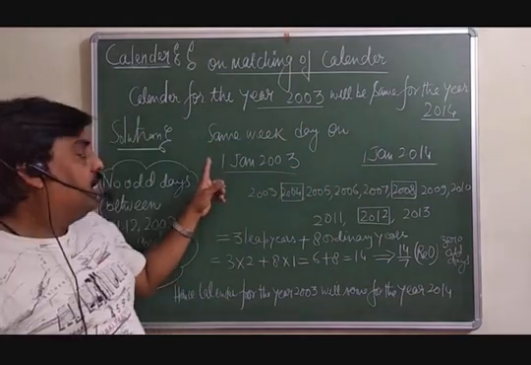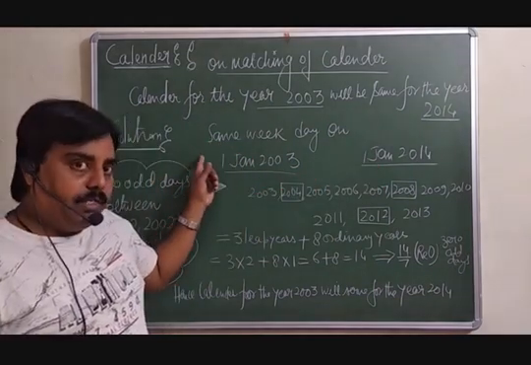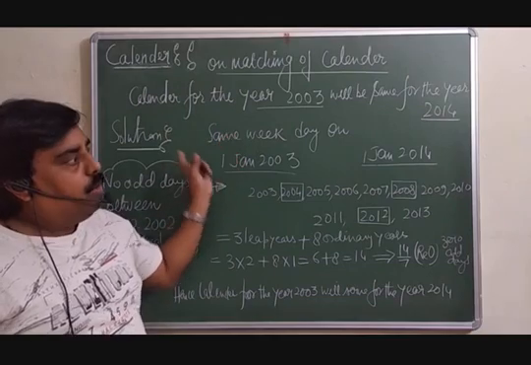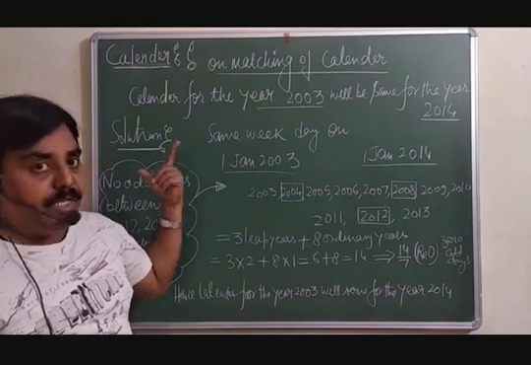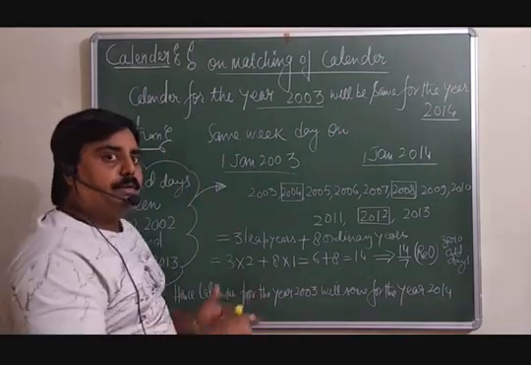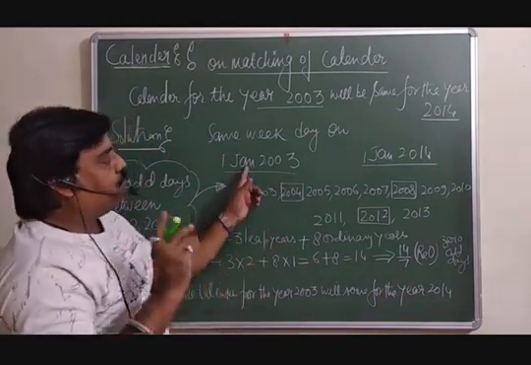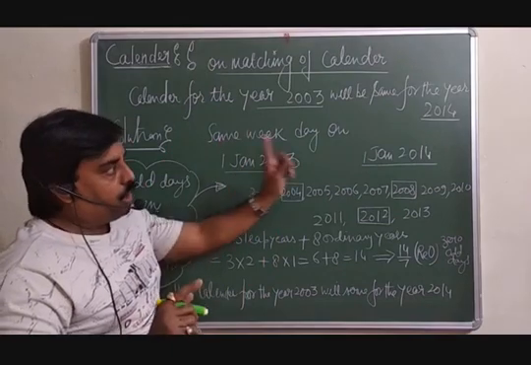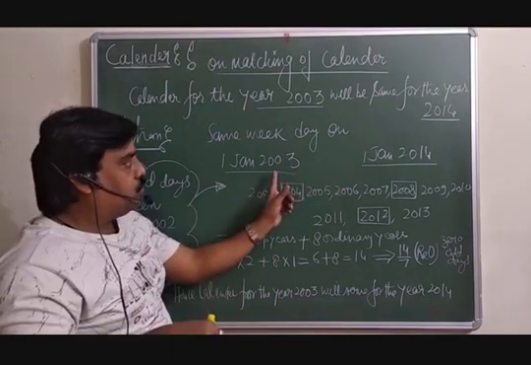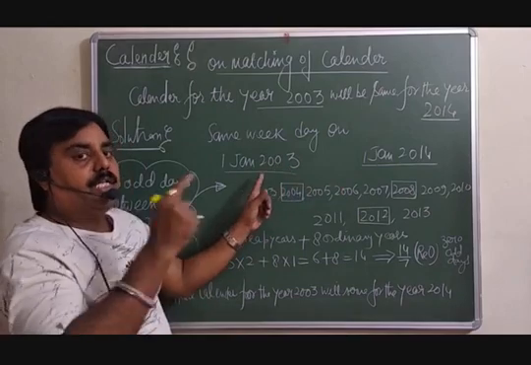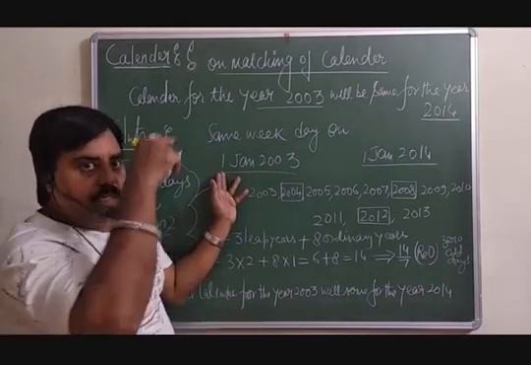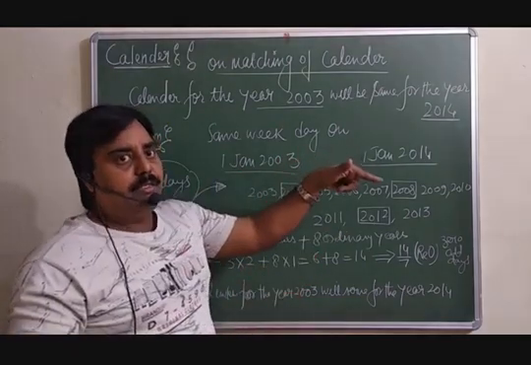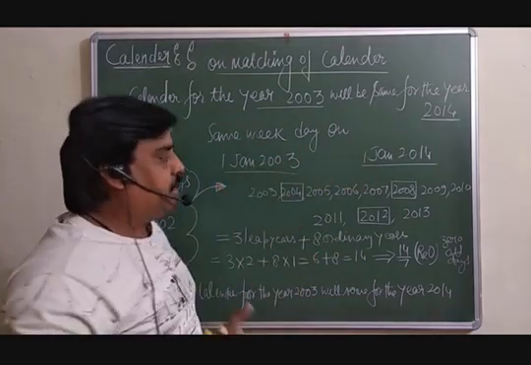And one more point: whatever the day is on the first day of any year, the same day will be there on the last day, 31st December. In leap years it becomes +1. Suppose on 1st January, for example, it is Monday, then on 31st in the same year 2003 it will be Monday. If it is a leap year and the first is Monday, then the last day will be Tuesday. That is +1.